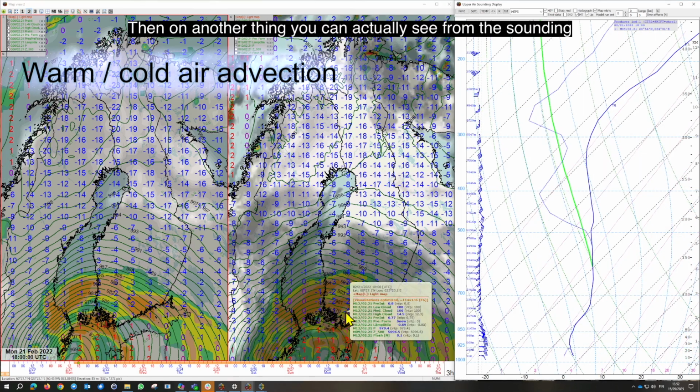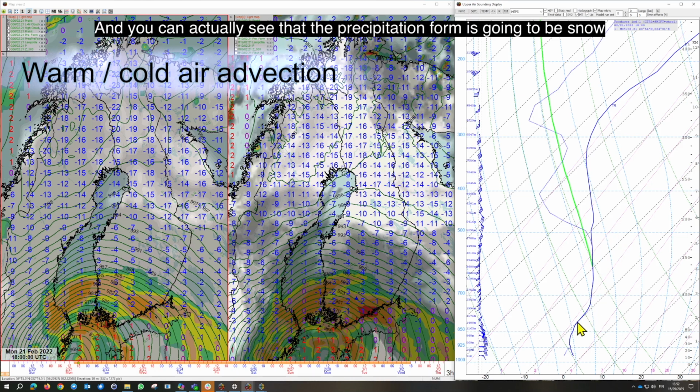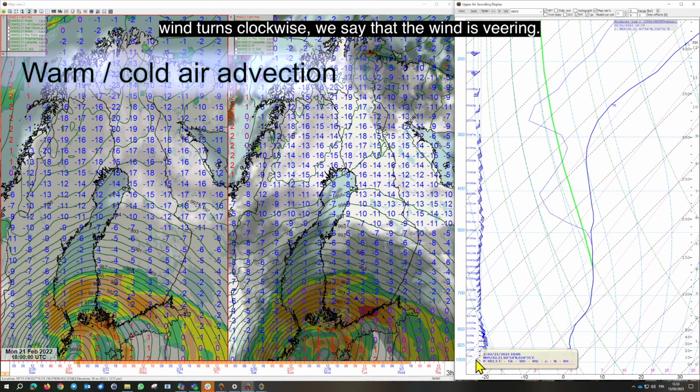Then another thing you can actually see from the sounding is advection of warm or cold air. And you can see that the precipitation form is going to be snow. But what I want you to pay attention to now is the wind barbs on the left. So here you can see that at the surface the wind is easterly, so it's coming from the east. But then along the height it's turning to be southerly. So our wind is turning from east to south when we are going higher up in the atmosphere. So it's turning clockwise, and when our wind turns clockwise, we say that the wind is veering. And when the wind is veering, it's always a sign of warm air advection.